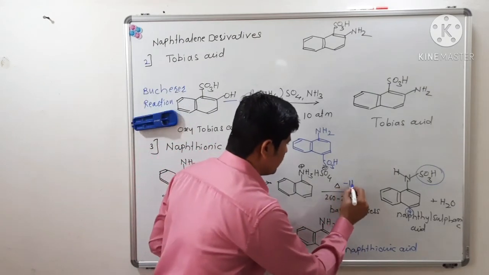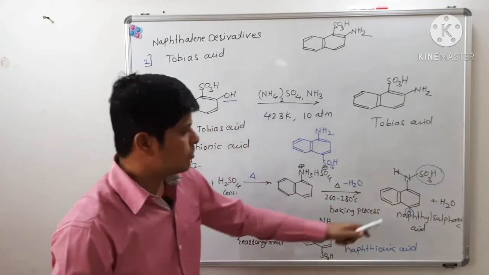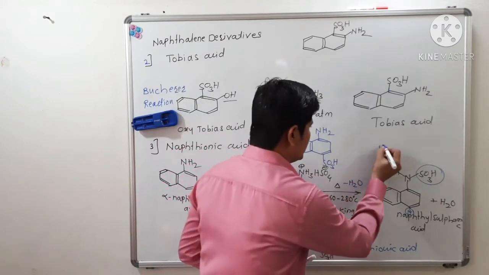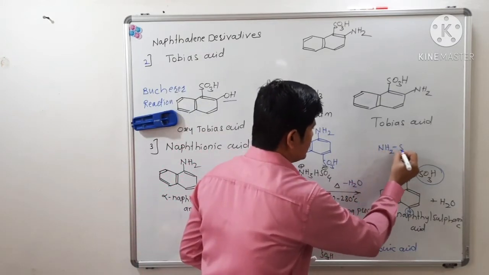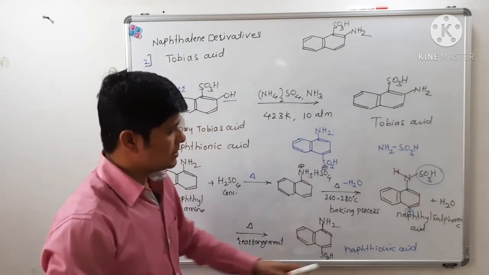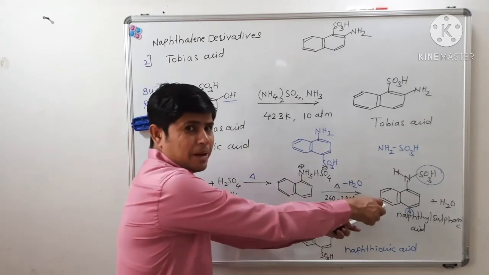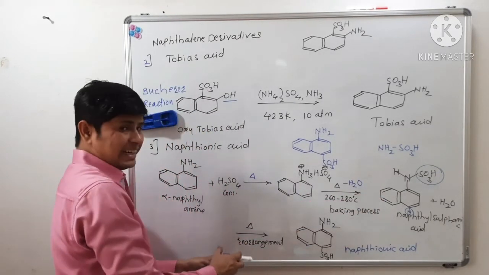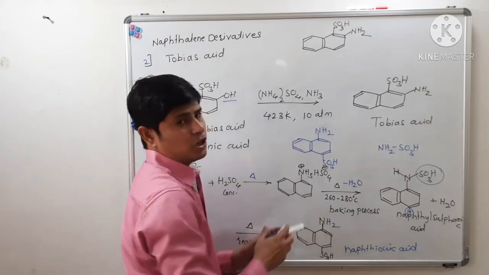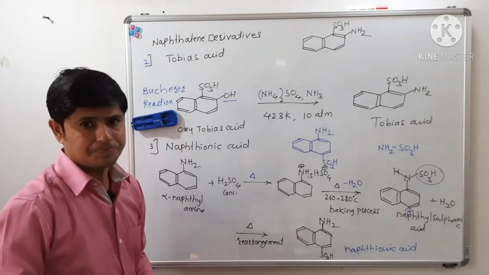When this salt undergoes the baking process, there is a loss of a water molecule and formation of naphthyl sulfamic acid. We know the structure of sulfamic acid; this is the structure of sulfamic acid. Now this naphthyl sulfamic acid on heating will undergo rearrangement to form naphthionic acid.